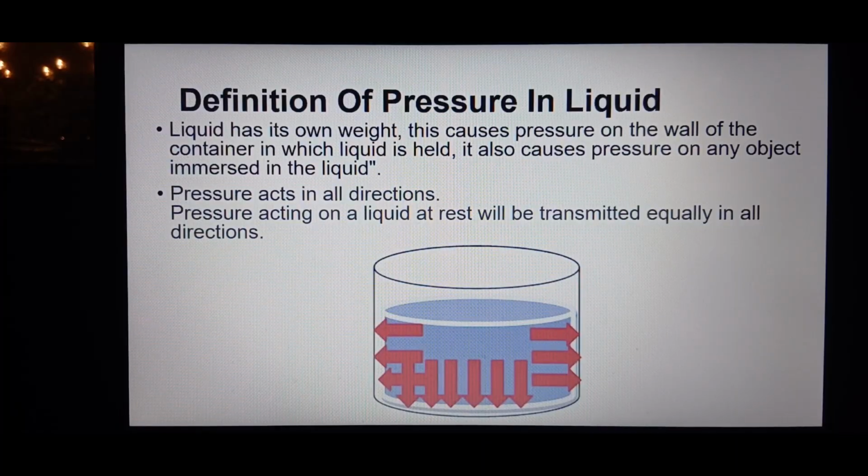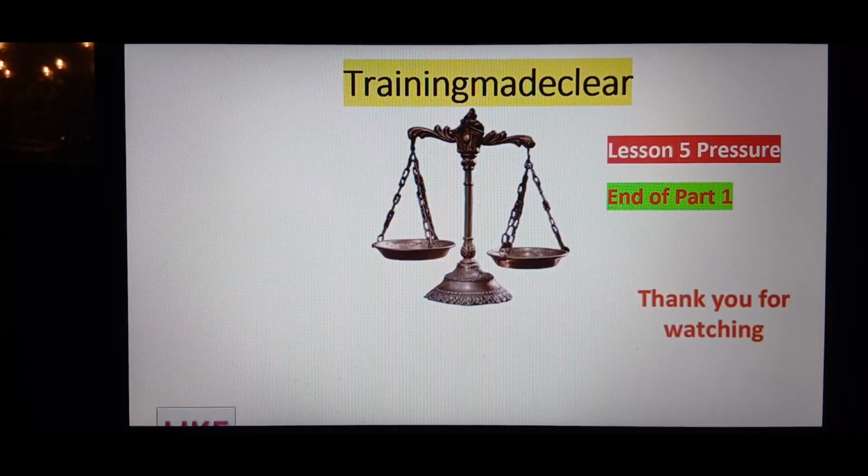Definition of pressure in liquid. Liquid has its own weight. This causes pressure on the wall of the container in which the liquid is held. It also causes pressure on any object immersed in the liquid. Pressure acts in all directions. Pressure acting on a liquid at rest will be transmitted equally in all directions.